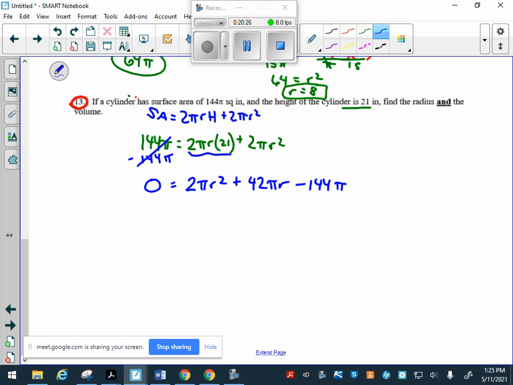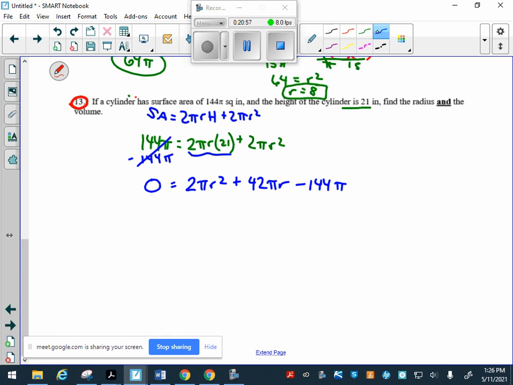Because if I'm trying to solve for r, and there's an r squared and an r, how am I going to have to do it? Square rooting would work if there wasn't this r here. If I have, let's say, an x squared and an x, how would I solve this? Factor, we have to factor.